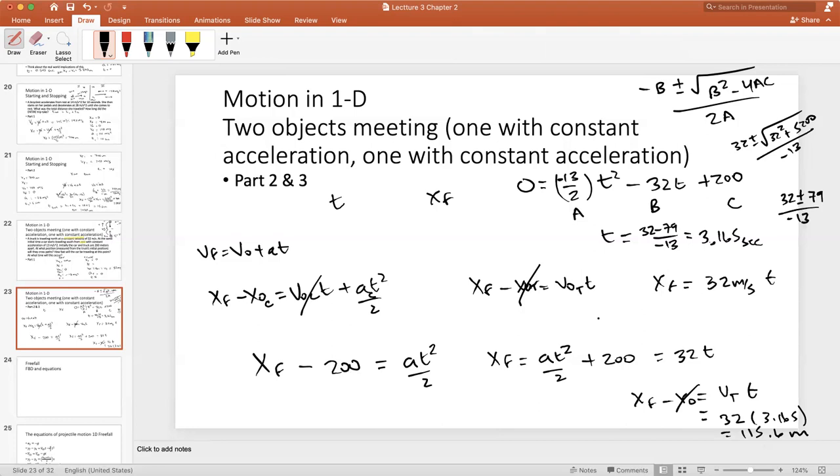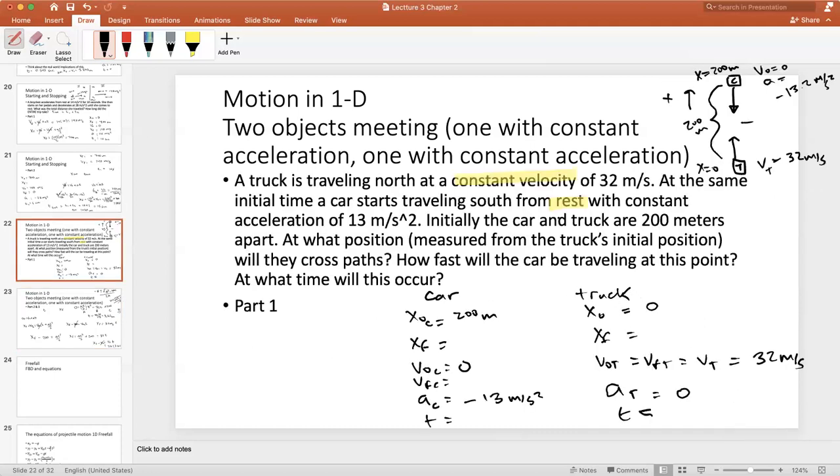So the whole point of this is that you have two different objects with two different sets of equations of motion. But those equations are related by their final position and their time. And in projectile motion, the x and y coordinates are related by time. So you do this same thing in projectile motion. You take the y motion and the x motion, you treat them separately, but the equations for them are linked.